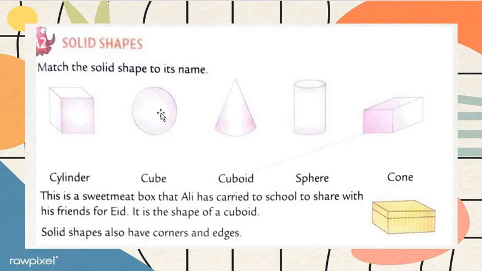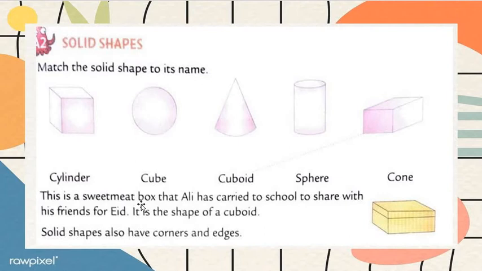Okay. Then after, my dear students, cone. So it's the shape of the cone. Now this is a sweet meat box that Ali has carried to school to share with his friends for Eid. It is the shape of the cuboid.